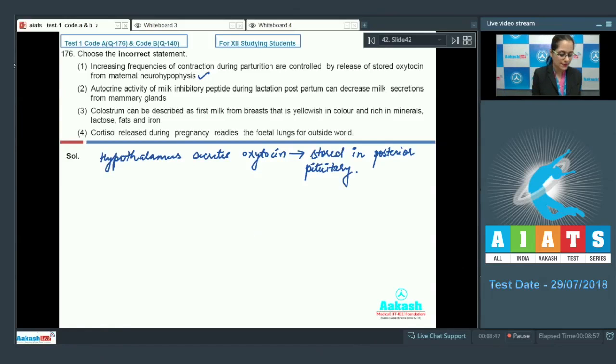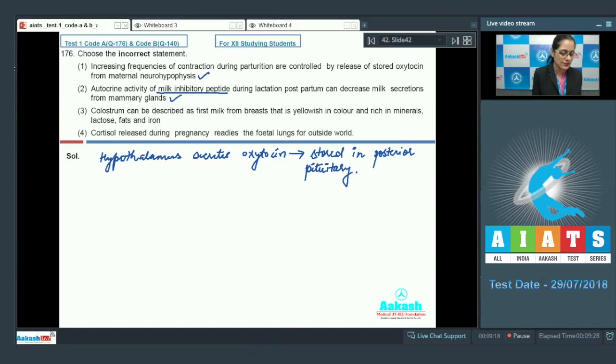Option number 2 is autocrine activity of milk inhibitory peptide during lactation postpartum can decrease milk secretions from mammary glands, and this is a correct option because this milk inhibitory peptide will keep check on the secretion of milk when the stimulus is not there. When the suckling stimulus is not there in the mammary gland, this peptide will keep the milk secretions in check or under regulation.